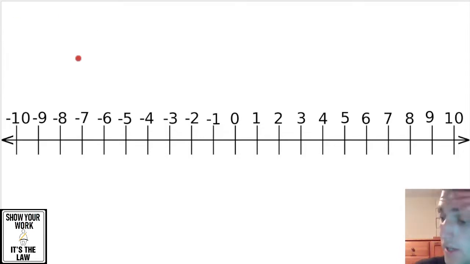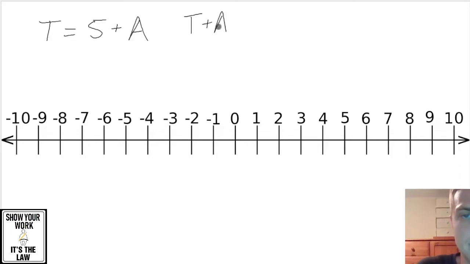All right, 22. Todd is 5 years older than his sister Anne. Let's start with that sentence. Todd is 5 years older than Anne. He's Anne's age plus 5. Okay, that's our first sentence. Sentence 2. The sum of their ages is less than 15. Todd's age plus Anne's age doesn't necessarily mean equal anymore. We got to know which of our 6 symbols to use. Is less than 15. Okay.